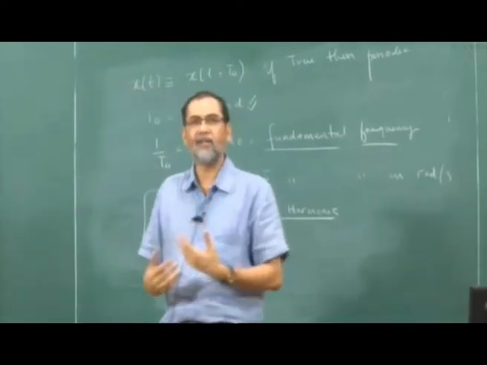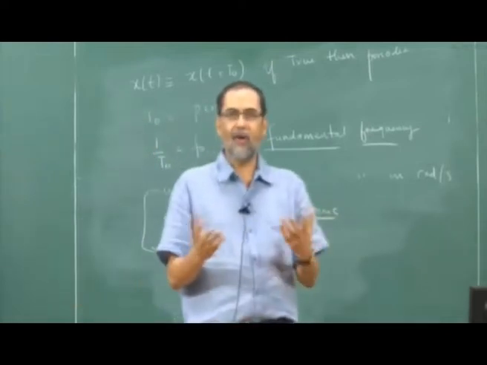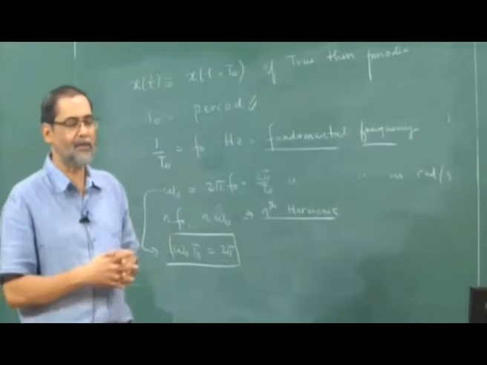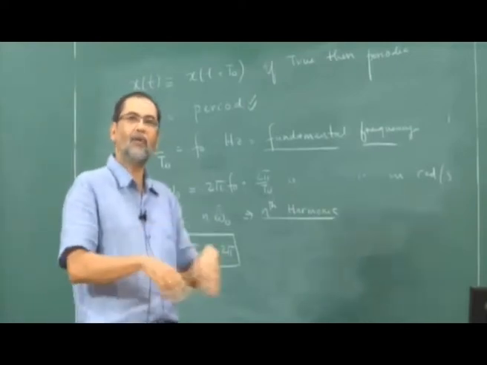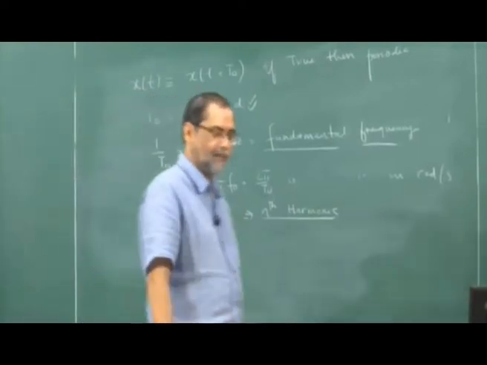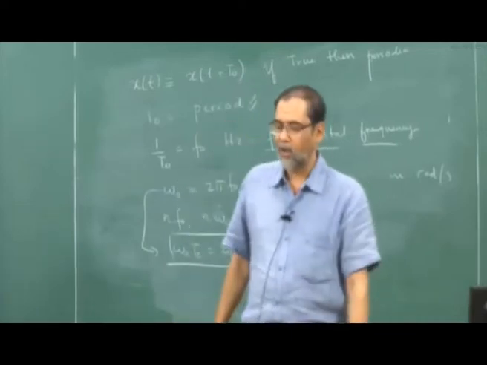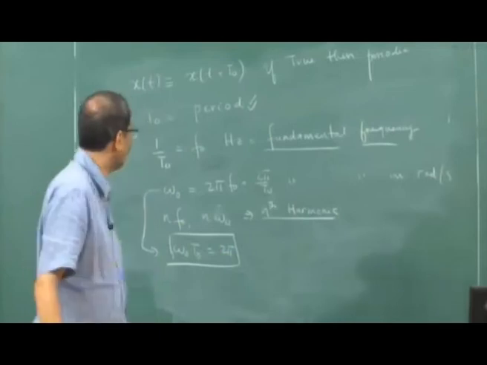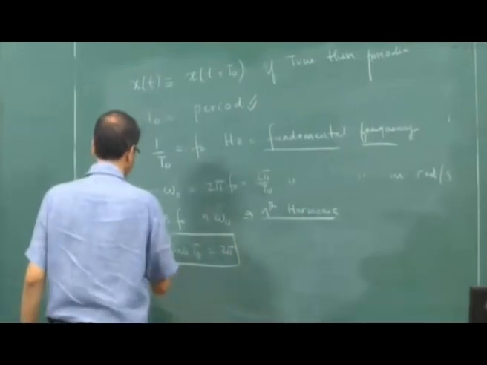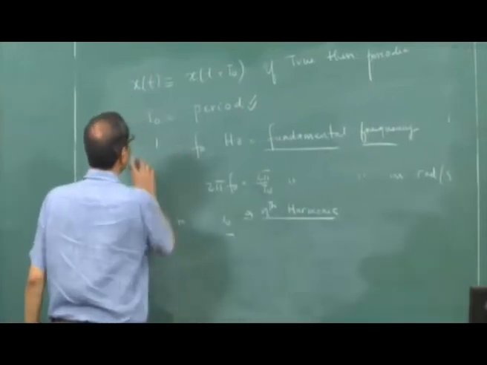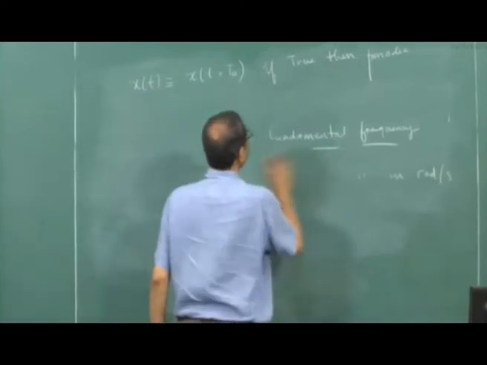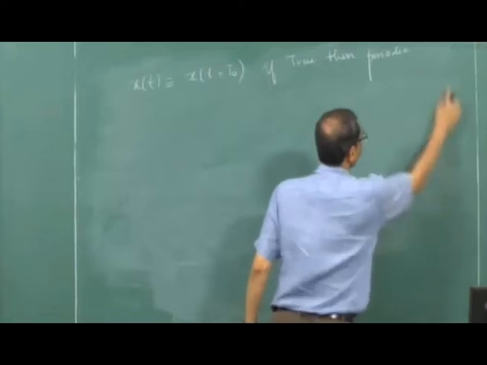1 by T naught is the fundamental frequency, called f naught. 2 pi f naught is the fundamental frequency in radians per second, and you have the nth harmonic, either n times f naught or n times omega naught, right? So these are the basic definitions. With that, I'm going to now define some simple ideas, proposed first by Fourier.